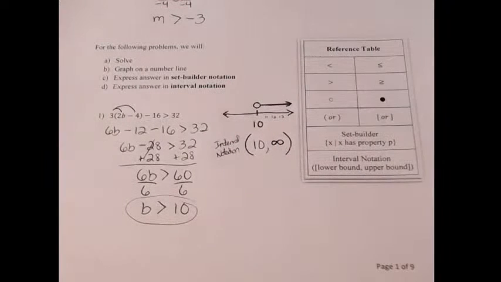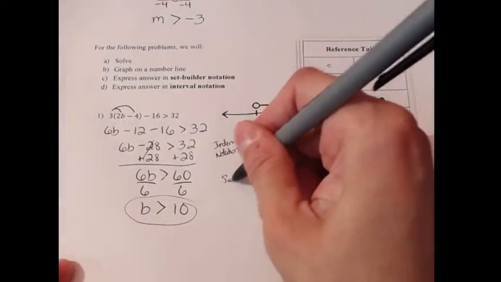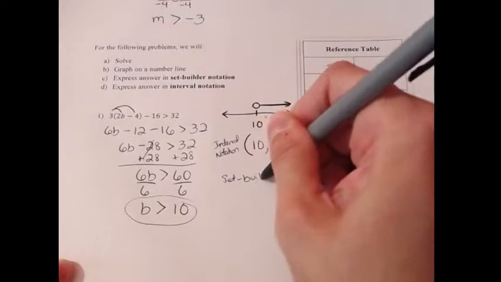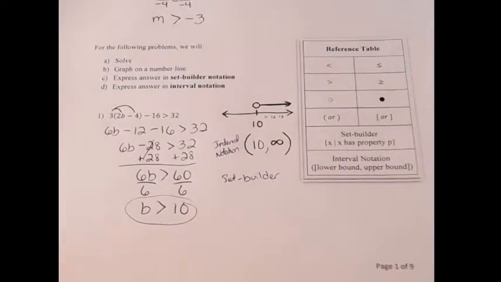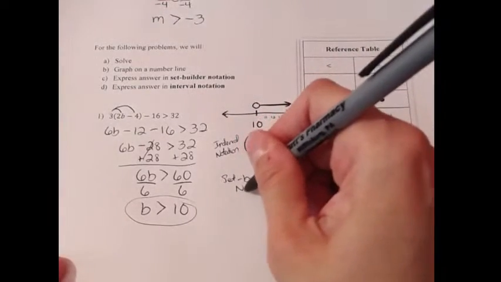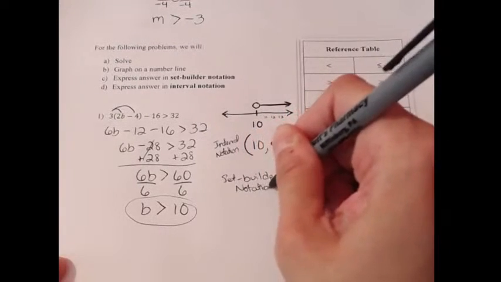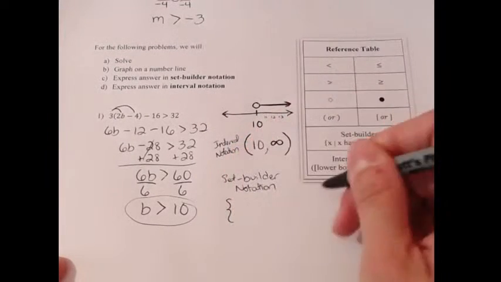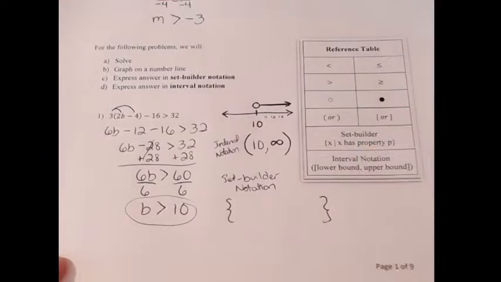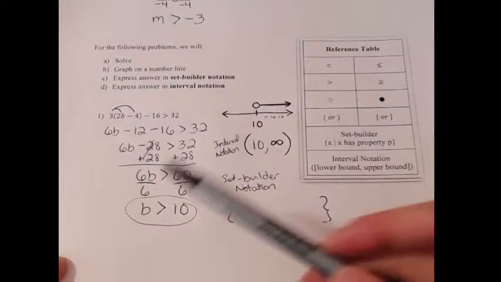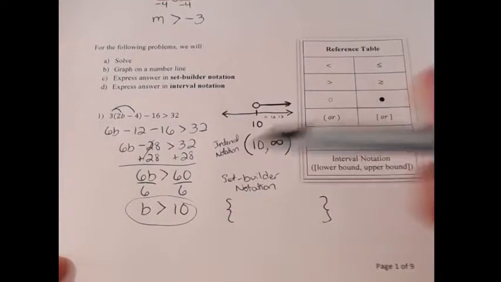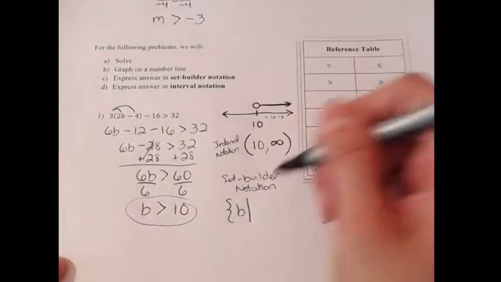The next thing I'm going to do is I'm going to write my answer in set builder notation. And this part is the easiest part of them all. So with set builder notation, you have the same format every single time. So we are going to write it like so. We use braces to denote a set. That's the first thing. The next thing is, notice my variable is b. So I'm going to write b, and then I'm going to put a vertical bar.